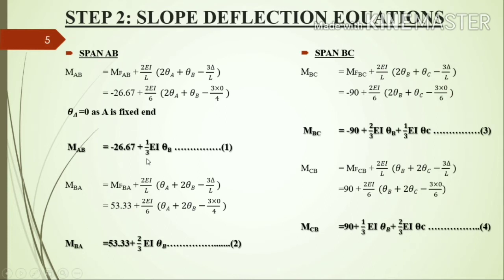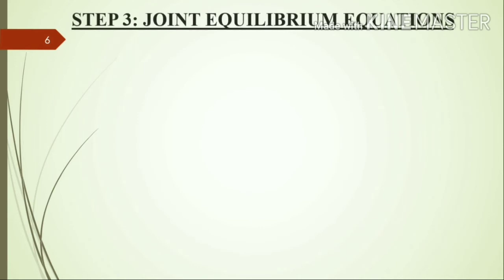So here in equations 1, 2, 3 and equation 4, there are 2 unknowns, EI theta B and EI theta C. So we need to find these 2 unknowns. For finding 2 unknowns, we need minimum 2 equations. So the next step is the joint equilibrium equations.